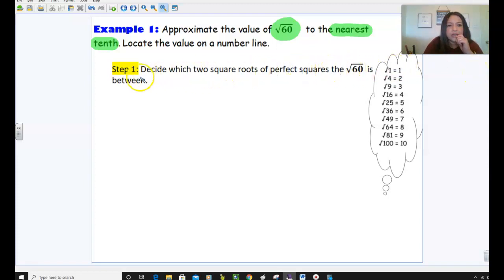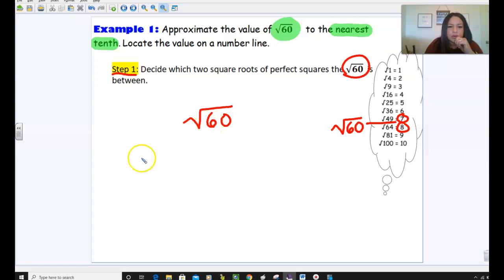All right, so step 1 is always going to be to decide which 2 square roots I'm going to use. So let's think of the square root of 60 and let's look at our list of square roots that are easy. And there we go. I found the square root of 49 and the square root of 64. Somewhere in between there belongs the square root of 60. So now I know that the value that I'm looking for is probably some number greater than 7 but less than 8. Let me write it down so that it makes more sense to me.